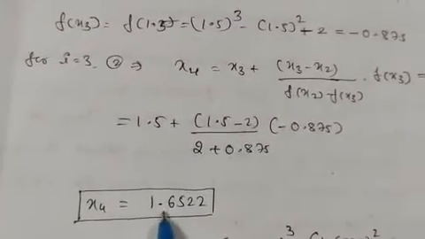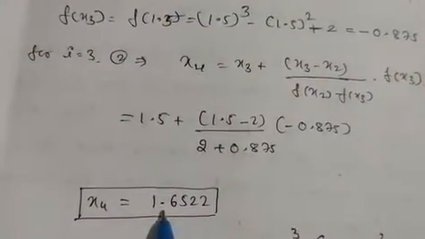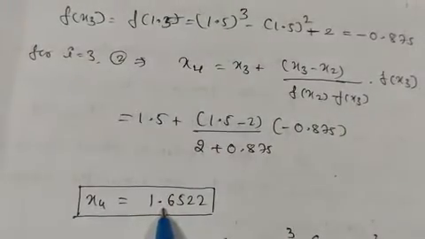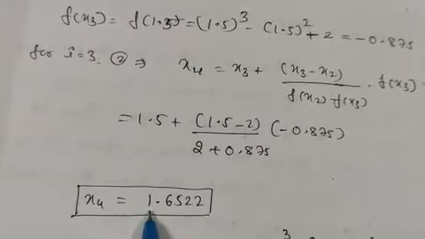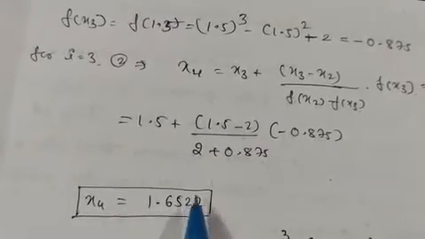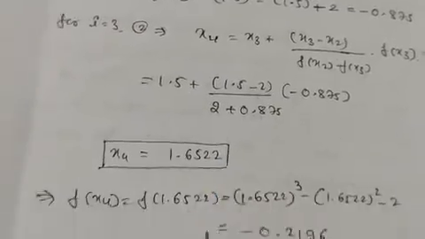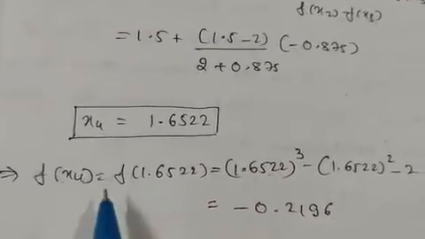In each step you have to check whether this previous value and this value are the same or not. x3 is 1.5 and x4 is 1.6522. They are not the same. So you have to continue this process. Next you have to find f of x4.